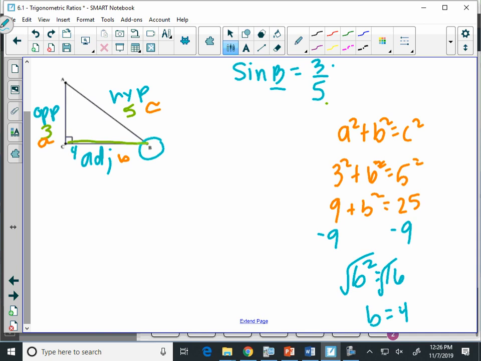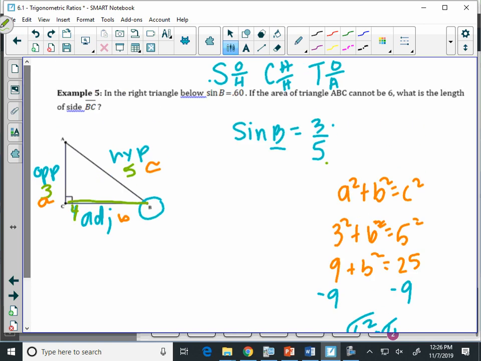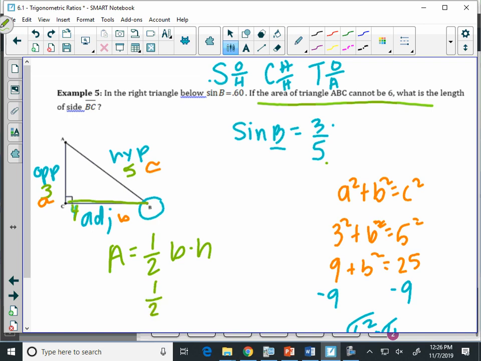I'm going to draw that in green. You can see a little bit better. But we have to make sure it fits that criteria, that the area of the triangle can't be 6. So, the area of a triangle is 1/2 base times height. What's our base? 4. What's our height? 3.